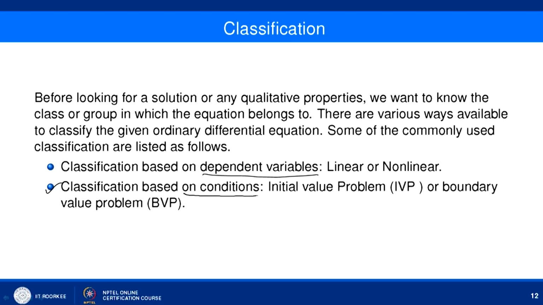Second classification is based on conditions. If initial conditions are given, then we call our problem an initial value problem, or IVP in short form, or if boundary conditions are given, then we say that our equation is a boundary value problem, BVP in short. What these initial and boundary conditions are, we will come to know. So, we first classify depending on the number of independent variables, that is, ordinary differential equation or partial differential equation, and then we further classify in terms of dependent variable or conditions.